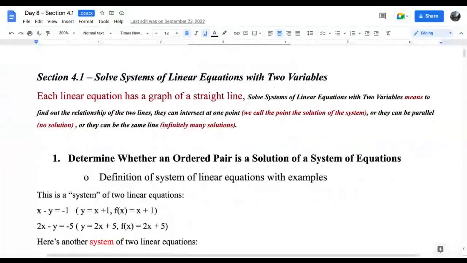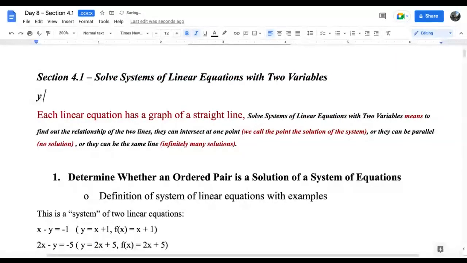First, let's talk about today's material. We're going to solve systems of linear equations with two variables. This is a long name. What does that mean? A system of linear equations, usually two of them. I'll just give you an example.